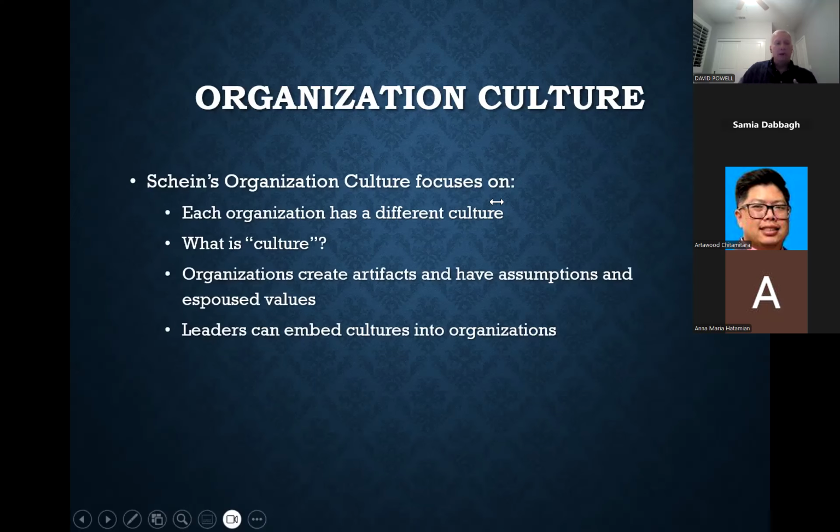But I know we're running pretty long in the tooth now. We're hitting 7:30. So let me just introduce one more contemporary theory for you, to show you how far we have come in the evolution of the public administration literature. And that last school of thought is the school of organization culture.